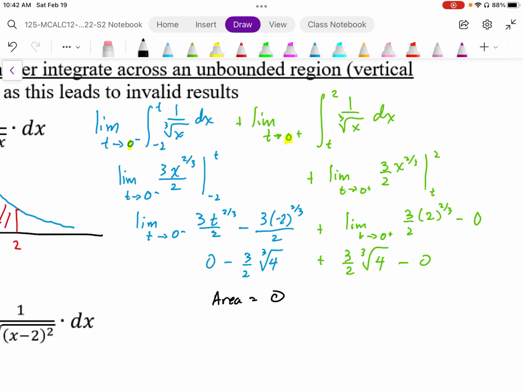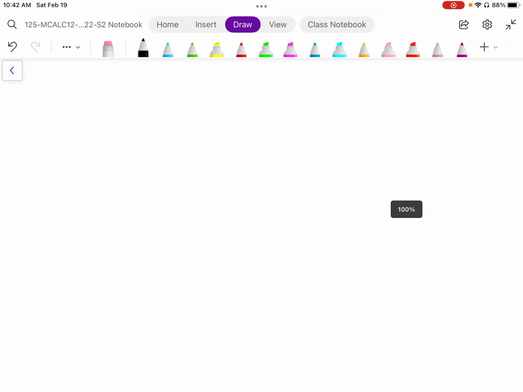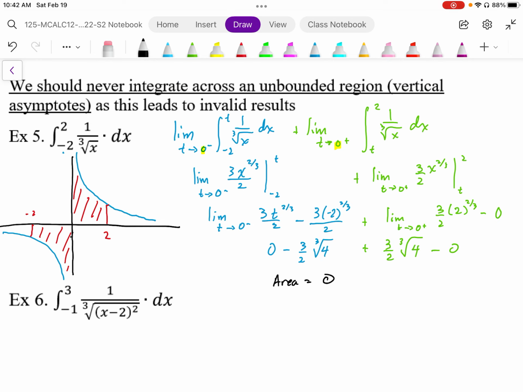Now, if I had integrated across this, our results are often invalid because we're integrating across vertical asymptotes. So we have to make sure, first of all, to identify when we have a vertical asymptote in between our bounds, and then split up that integral into two parts before we integrate.